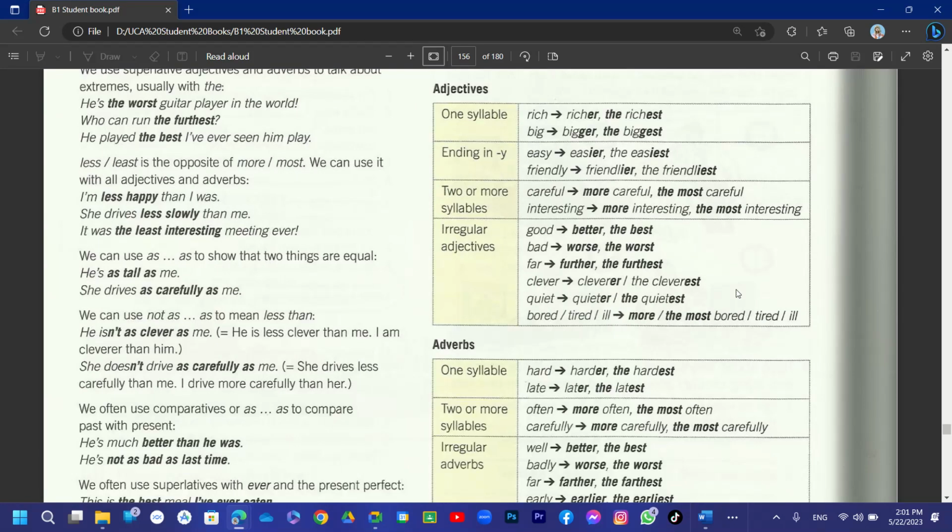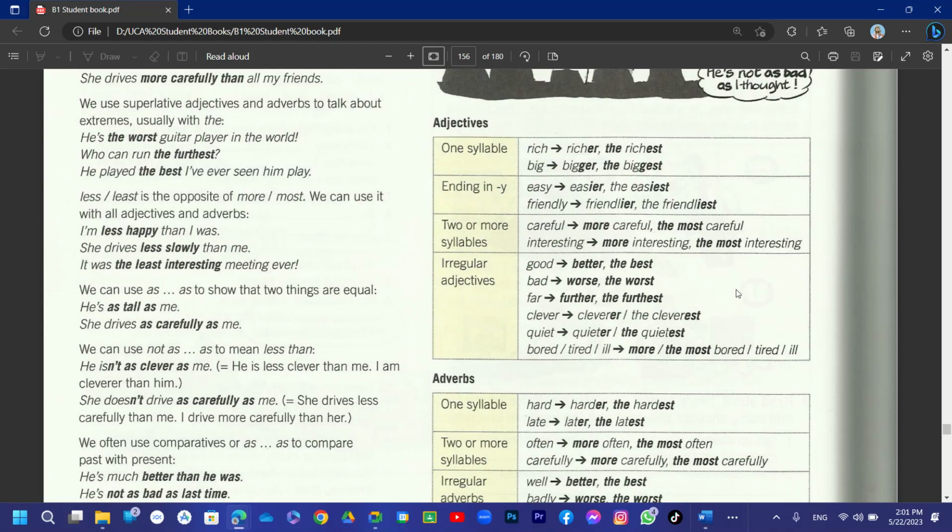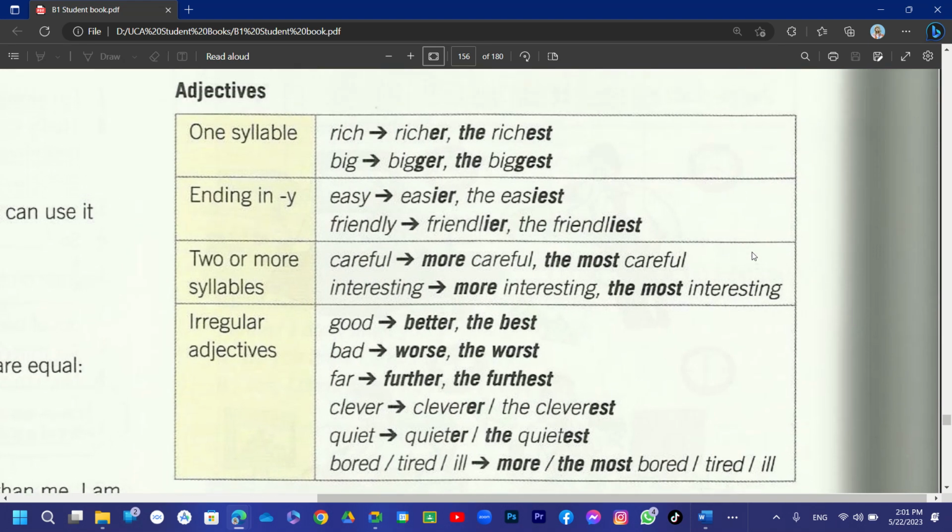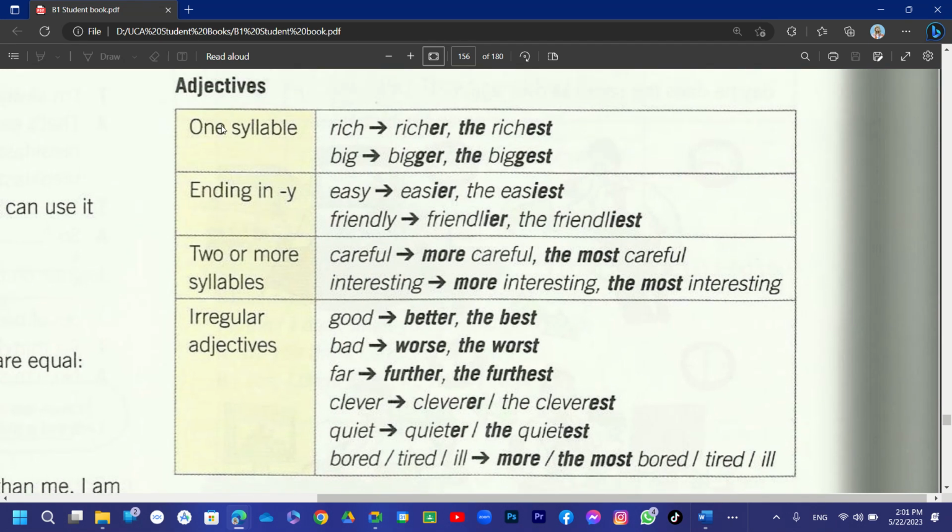Yeah, and these are the rules about the adverbs and the adjectives for changing them. So let's just go over them quickly. First one is in the adjectives department. If it's one syllable, it takes -er or -est, with the added article "the." Okay.